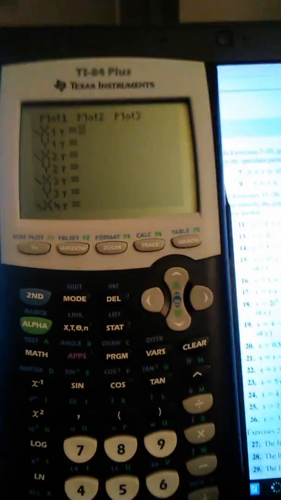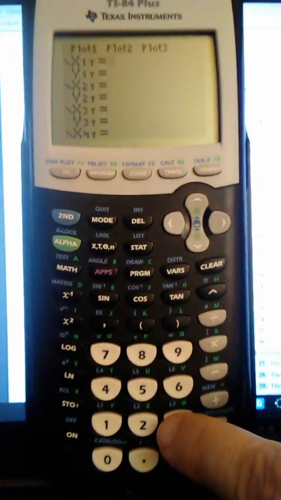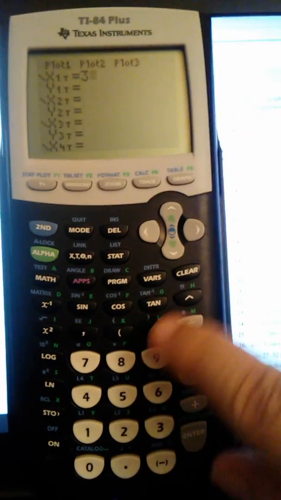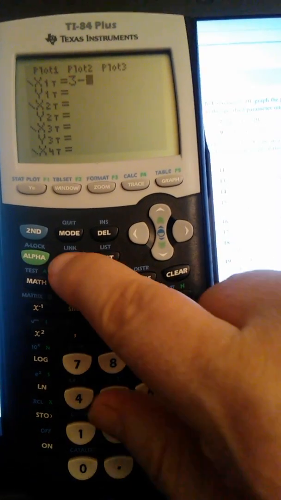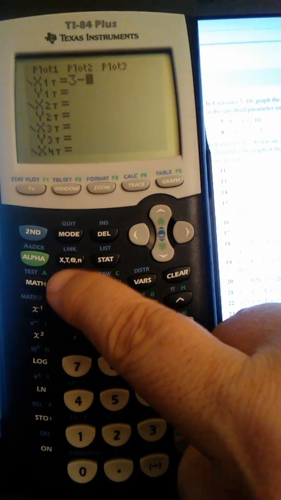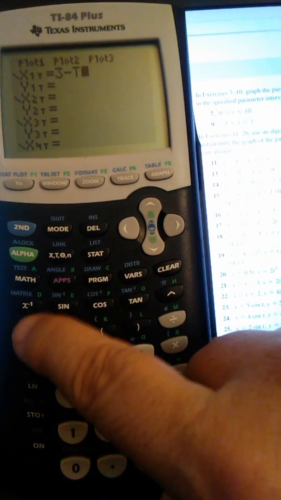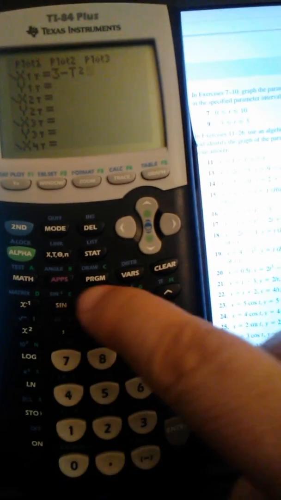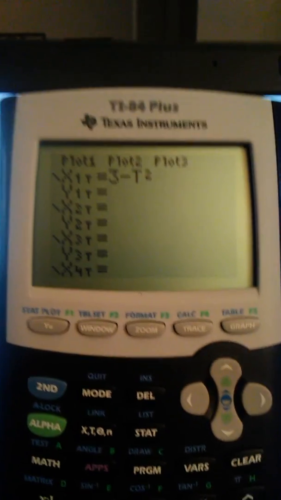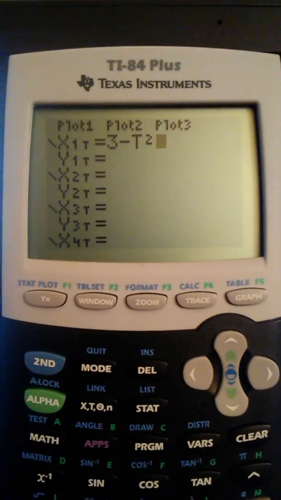Alright, so first of all, I'm going to say 3 minus, and I'm going to push the X,T,θ,n button, then t squared. Okay, now that is my equation. That was the x equation.